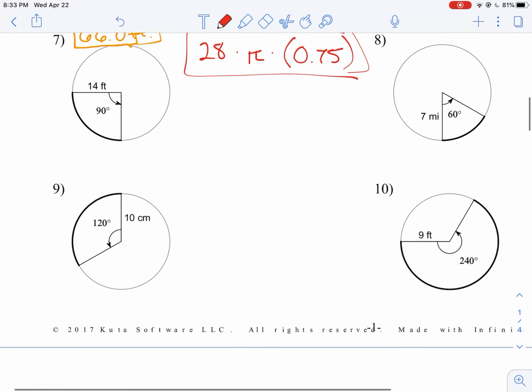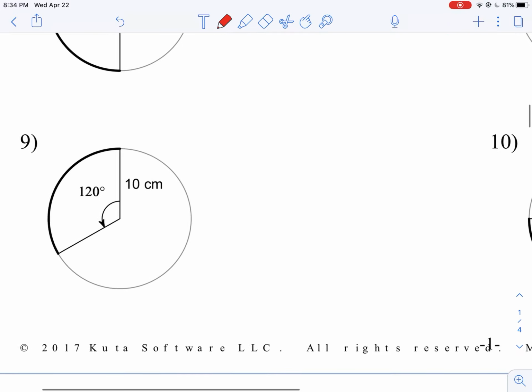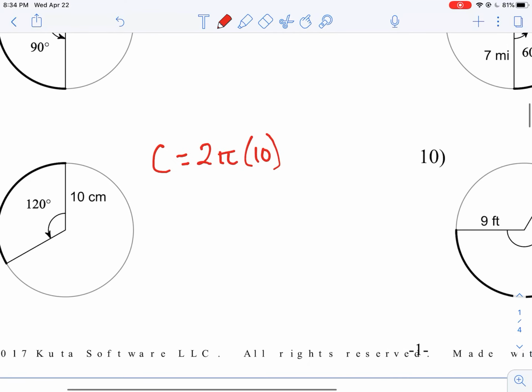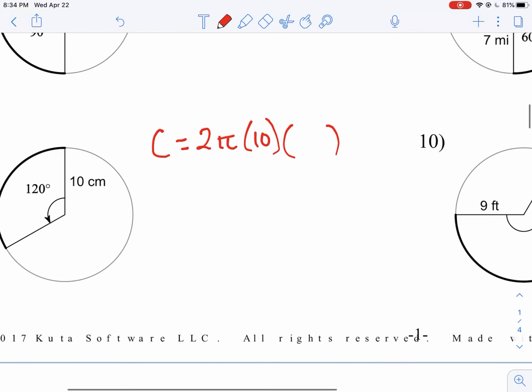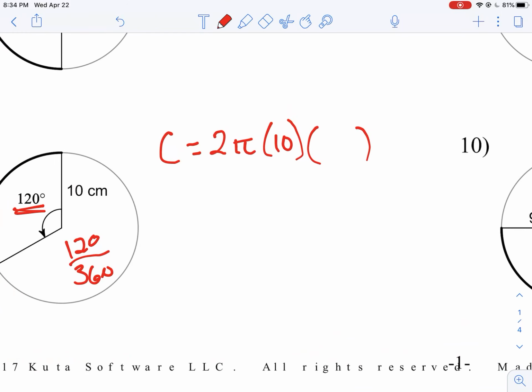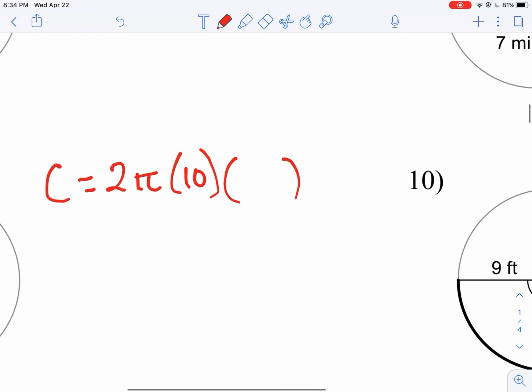I'll jump to 9 here, okay? So let's set it up again. So it's the circumference formula. So circumference equals 2 times pi times the radius, which is 10. And then I know at the end here, I have a fourth multiplication number, and it's going to be the angle they give me out of a total circle. So 120 divided by 360, and I got a repeating decimal there, because that's 1/3.